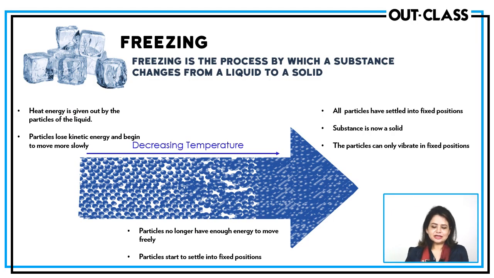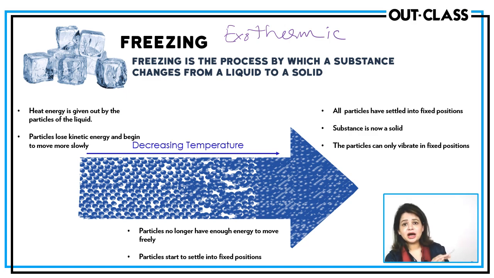Opposite of melting is freezing. Freezing is the conversion of a liquid, or cooling down of a liquid, into solid state. One thing which you should remember, melting is an endothermic process because heat is absorbed to change solid state into liquid state. Freezing, on the other hand, is an exothermic process. Heat is released. You are moving from a high energy state to a lower energy state.